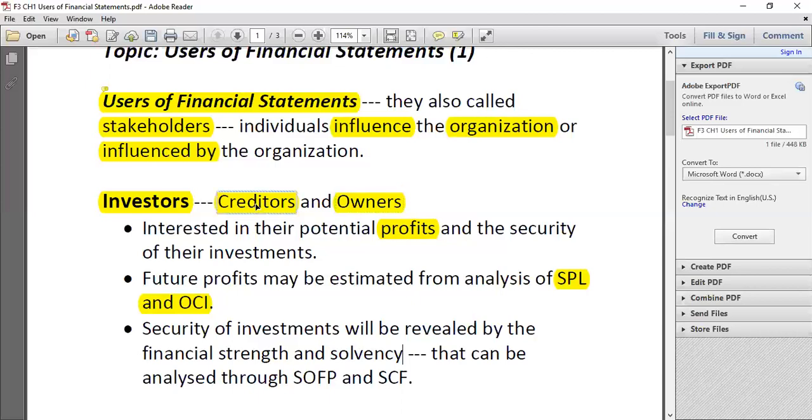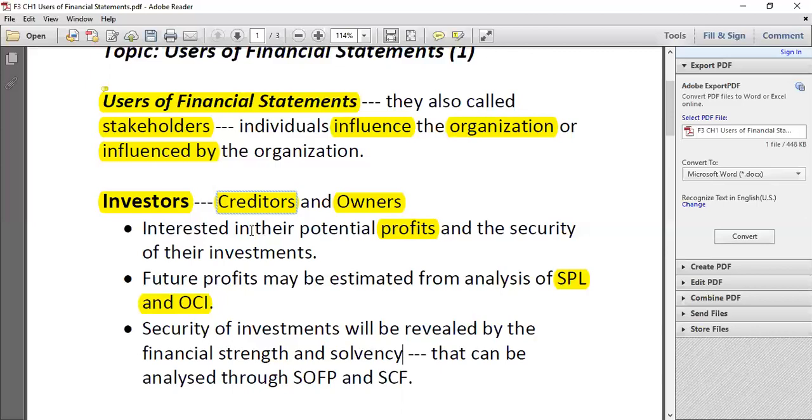So the money of the creditor will not be for a limited time period. The creditor will normally provide the money for a specific time period. After that time period, the company will be liable to pay the amount back to the creditors. So if the company doesn't have cash, it means they may not fulfill their dues on time.